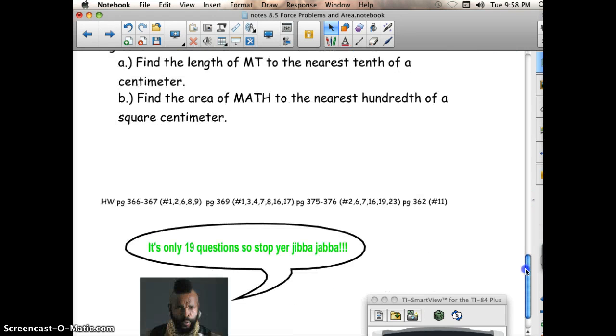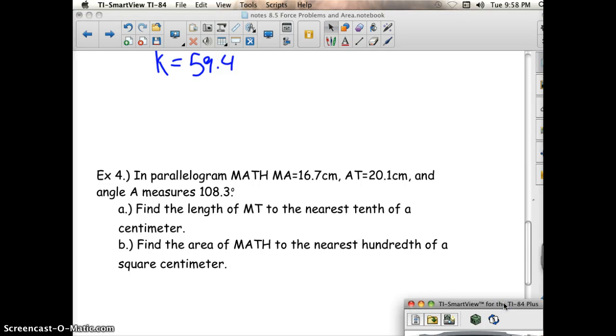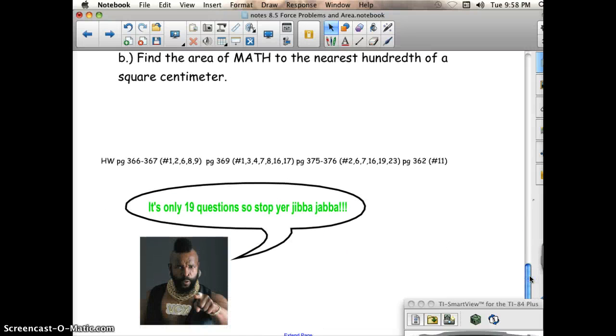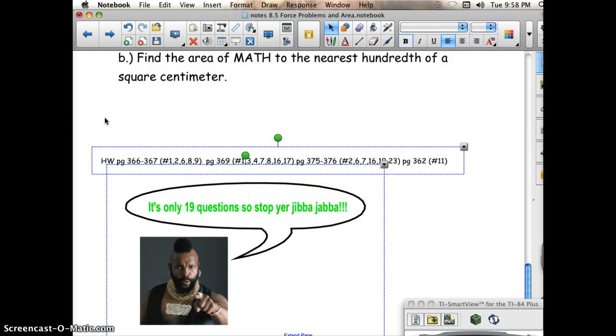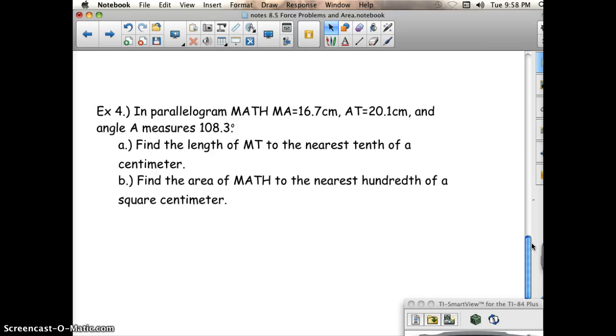All right, so the last thing I have is in parallelogram MATH. MA is 16.7, AT is 20.1, and angle A measures 108.3. For A, find the length of MT to the nearest tenth of a centimeter, and then B, find the area of MATH to the nearest hundredth of a square centimeter. So let's not get too far ahead of ourselves, right? We'll draw parallelogram MATH. I can get rid of these things. These are from an old assignment. It's not your assignment. We're doing things in class now.